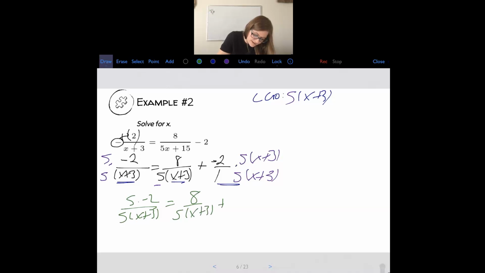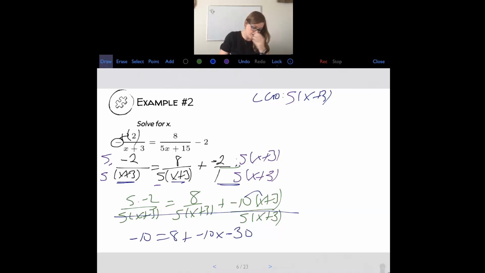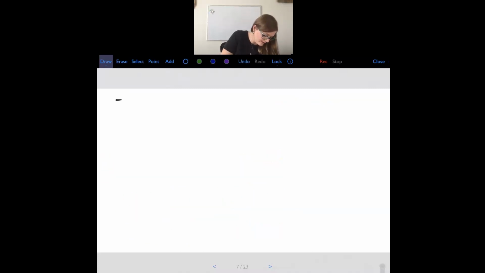And the way to read this is negative 2 times 5 times x plus 3. So what you might consider doing is just multiplying your numbers on the outside, and then in the next step we'll distribute. Okay, so I just did negative 2 times 5. At this point we can let go of our denominators, and what we have now is negative 10 is equal to 8 plus negative 10x minus 30. Okay, so I'm going to go to the next slide and rewrite it real quick.